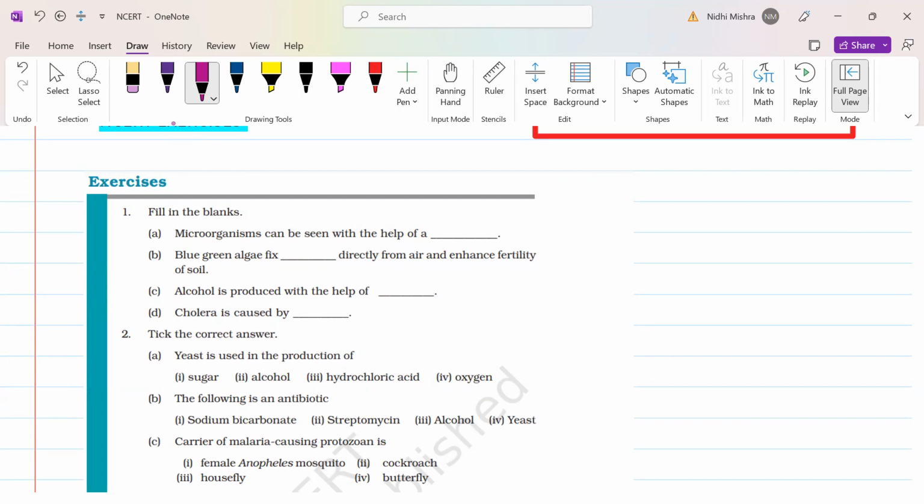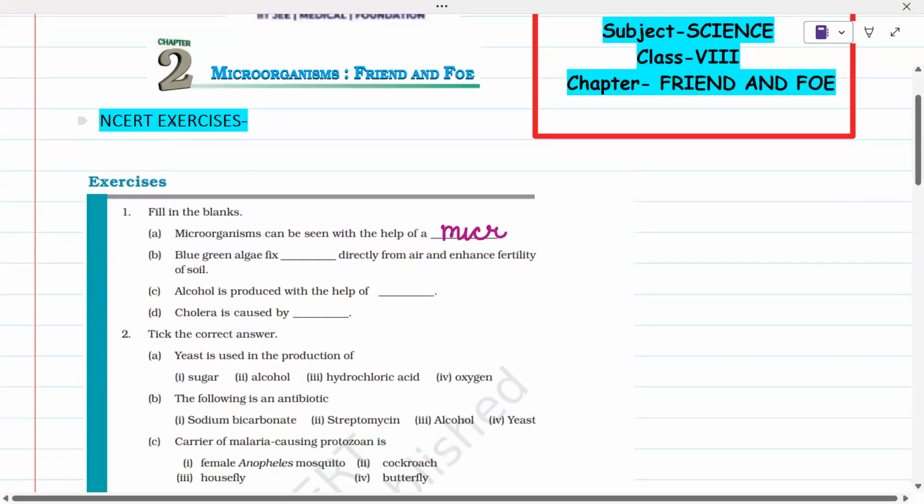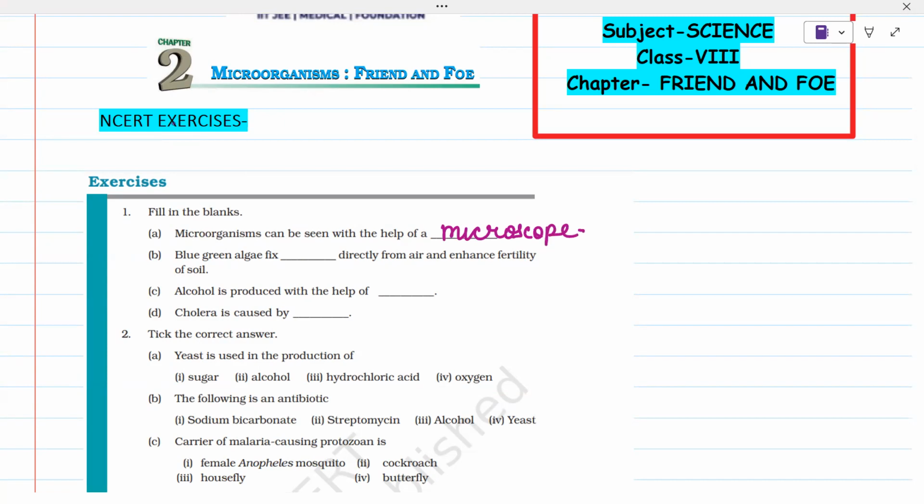Microorganisms can be seen with the help of dash. We know that because they are microorganisms, they cannot be seen with our naked eyes. We can see them with the help of a microscope. So we will write microscope, right? Now, blue-green algae fix dash directly from air and enhance the fertility of soil. We all know that blue-green algae fix atmospheric nitrogen. So we will write fix nitrogen.